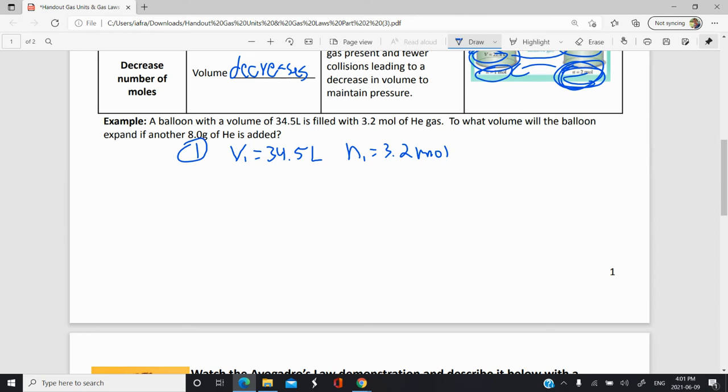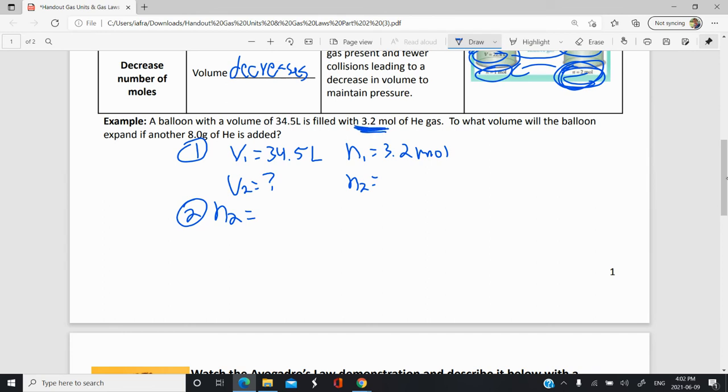Now, what we're going to do is we're adding another 8 grams of helium. Okay, so be careful here. We need to find V2. We want to know what our new volume will be if we add more moles. We know the new volume should be larger. The problem is we don't know what our N2 is. So we need to find N2 first. We kind of told you, but not directly. So my step 2 is going to be to find N2. I need to do my 8 grams of helium plus the helium that's already there.